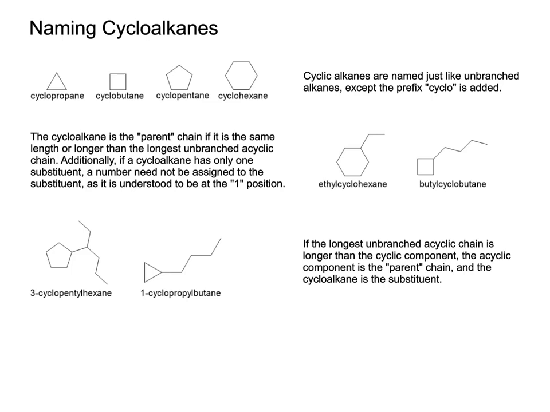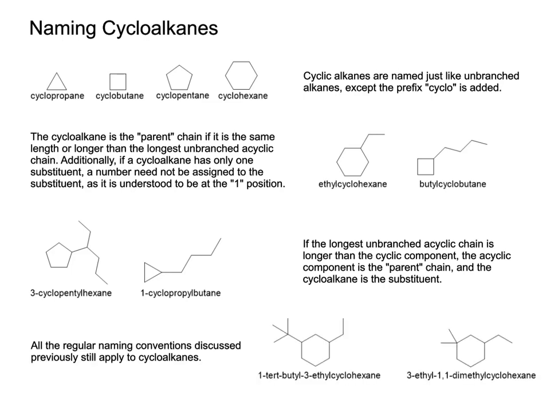To the right of that, we have 1-cyclopropylbutane. Once again, the cyclopropyl is the substituent, it's a 3-membered ring, and the butane is the parent. And we have to put where it's located, and it's located at the 1 carbon on the butane. Other than that, all the regular naming conventions discussed previously still apply to cycloalkanes.